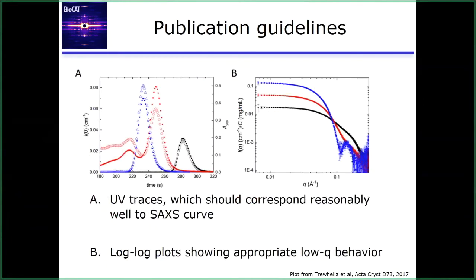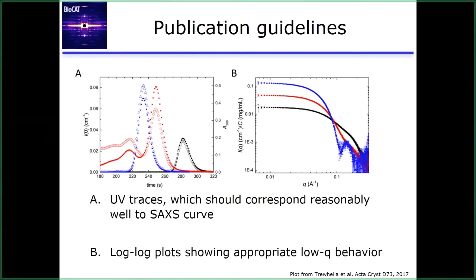Additionally, they recommend two more plots. These they recommend as supplementary figures. It's the same intensity that we saw in the previous plot for the elution plotted with the UV curve, so you can make sure that they correspond as well as you'd expect them to, and that there's no strangeness going on in the elution. I say as well as you should expect them to because UV corresponds to concentration, whereas SAXS corresponds to molecular weight times concentration. So you're going to have deviations in these curves if you have more than one peak. You have to scale them at some point.